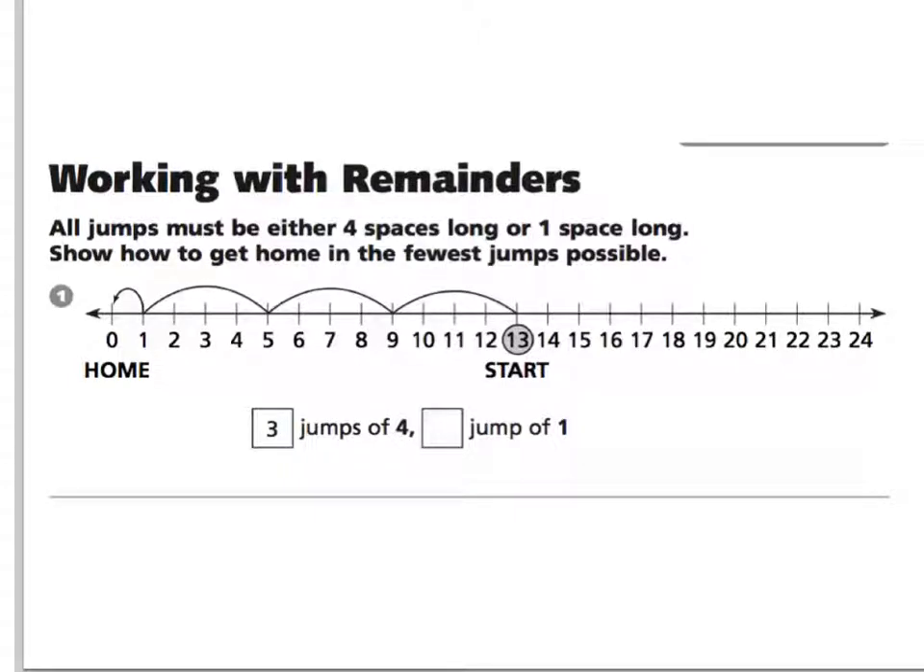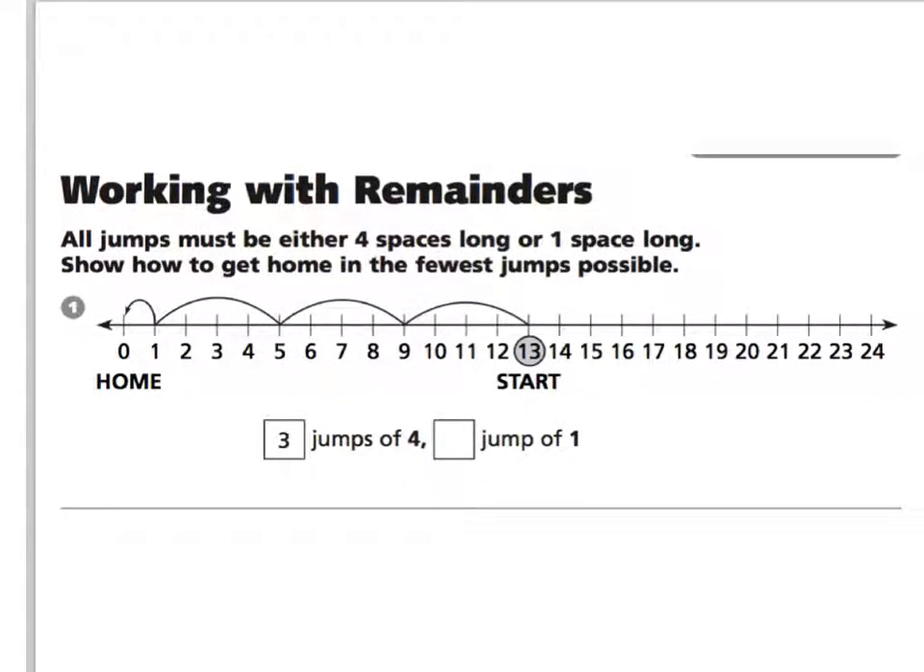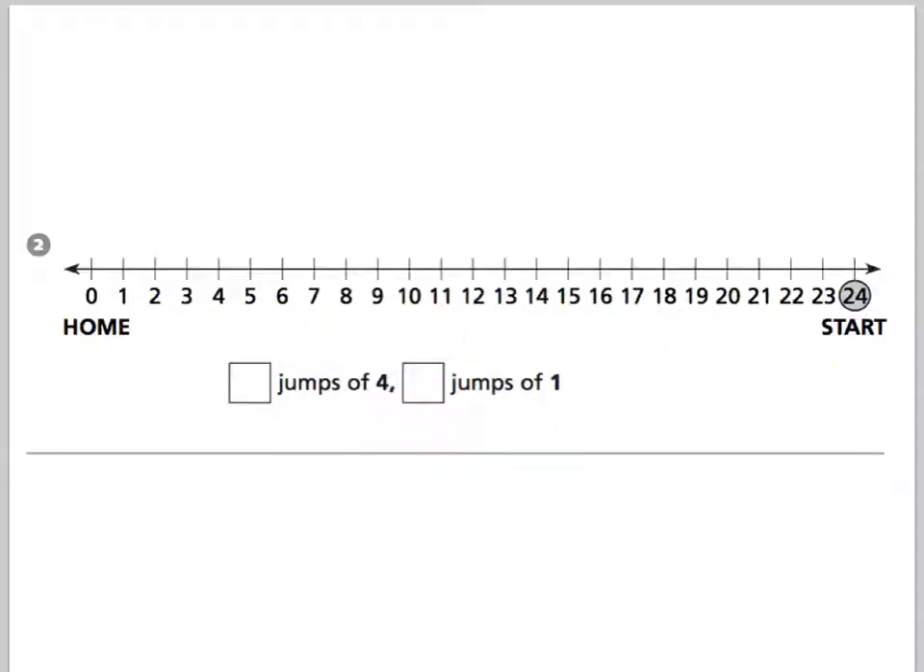The first one's done for you with the jumps, but let's count them. Starting at 13, jump forward to 9, that's 1, jump forward to 5 is 1, and jumping forward to 1 is 1. So I have 3 jumps of 4. In order to get all the way home, I need to jump one more of 1. Just 1.